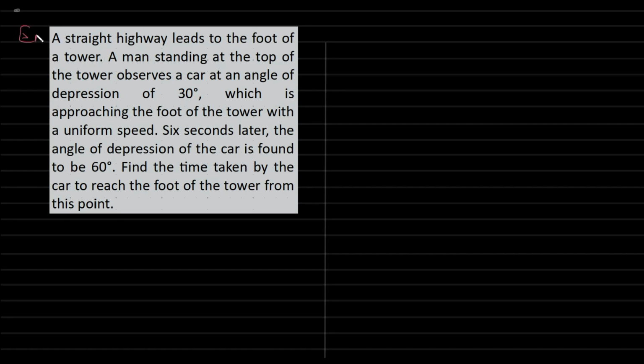A straight highway leads to a foot of a tower. A man standing at the top of the tower observes a car at an angle of depression of 30 degrees, which is approaching the foot of the tower with a uniform speed. 6 seconds later, the angle of depression of the car is found to be 60 degrees. Find the time taken by the car to reach the foot of the tower from this point.